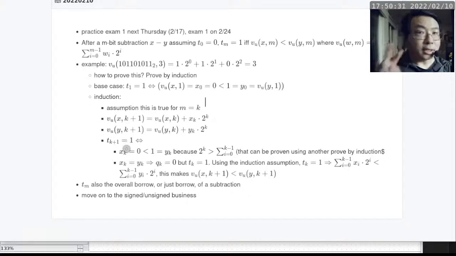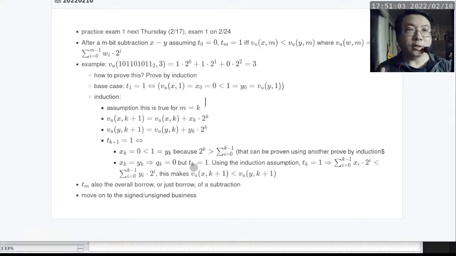So the second case is, what if the new digit that we are including in this consideration, which is xk and yk, turn out to be the same? They're both zeros or they're both ones. In that case, if you want tk plus 1 to be a 1, the only chance you get is when tk itself is a 1, because the subtraction of tk from q of k can also trigger a borrow of 1, which ends up in tk plus 1. So that's the only other way.